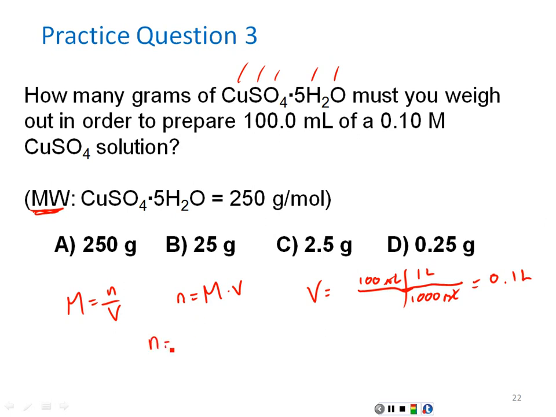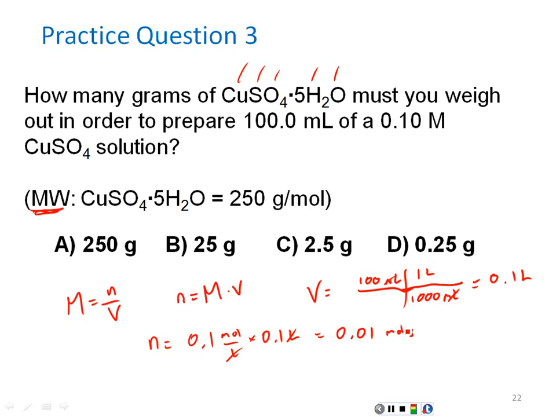So now the number of moles we need would be 0.1 moles per liter times 0.1 liters. Liters cancel. We get 0.01 moles. That's the amount of copper sulfate complex that we need. How many grams do we need?